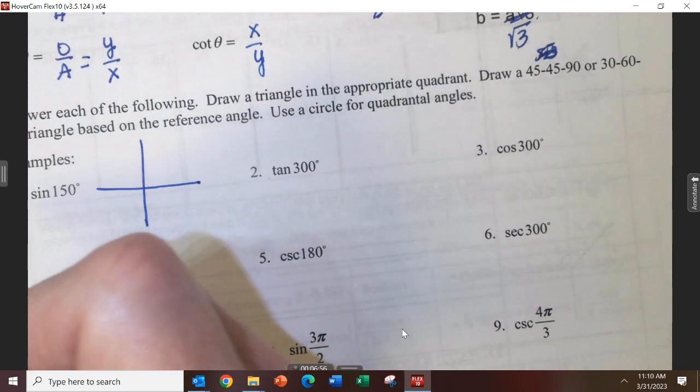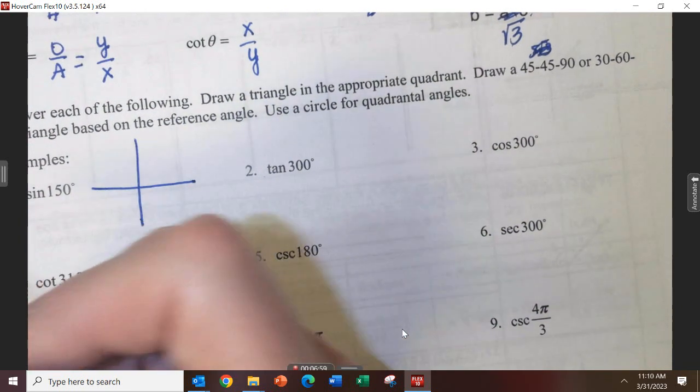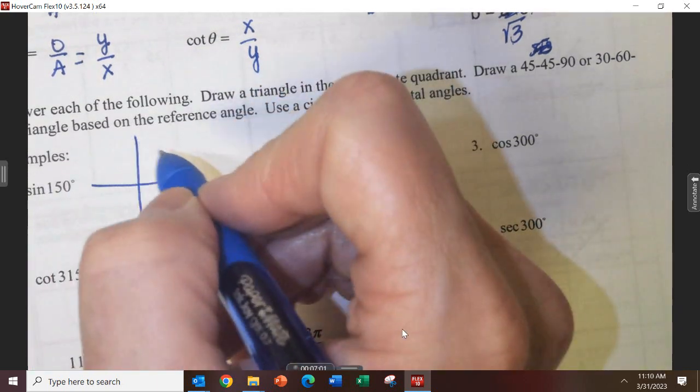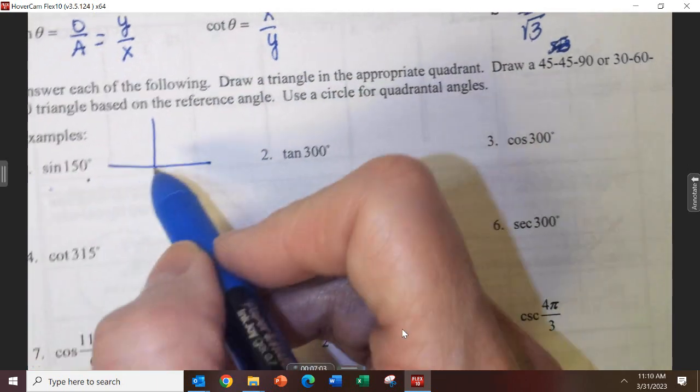I'm sorry. I'm not sure where it is. Okay, got it. Okay, so the sine of 150 degrees.